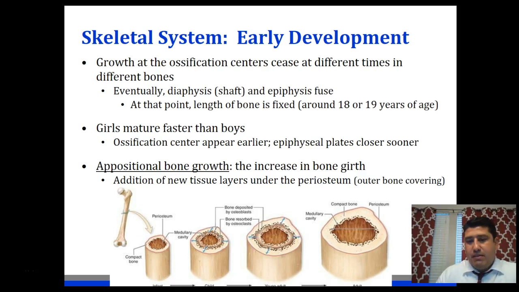This is called appositional bone growth. So this allows our bones to grow in girth, and it becomes wider and thicker and more dense. Okay, this occurs all the way up through and beyond the teenage years, all the way into the 20s in some cases. So whenever the bone grows in height, we reach our peak height. Whenever the bones grow in girth, we eventually reach our peak weight and our peak function.